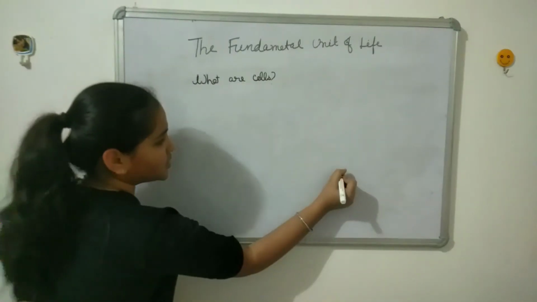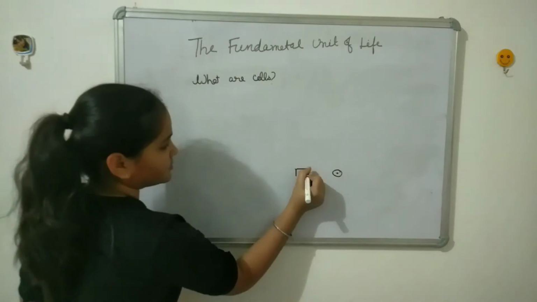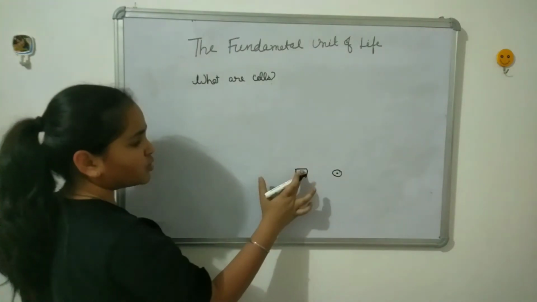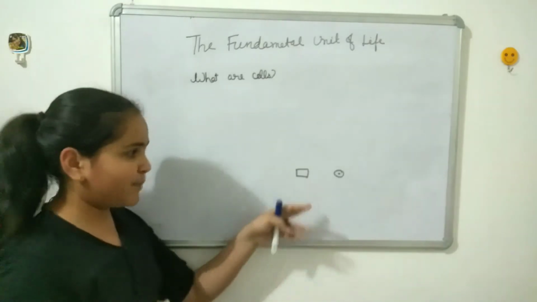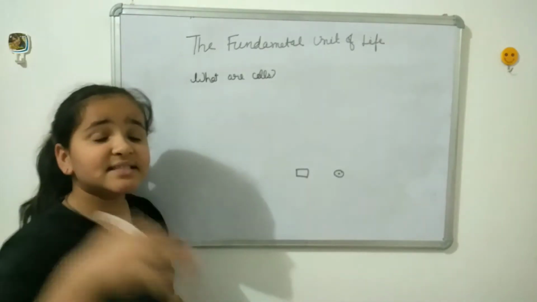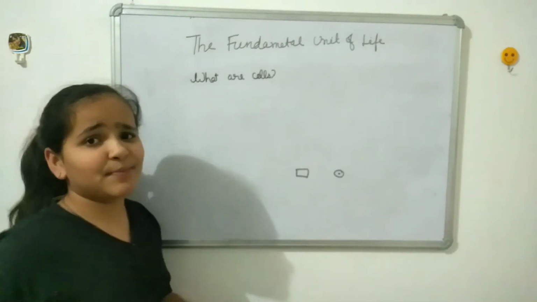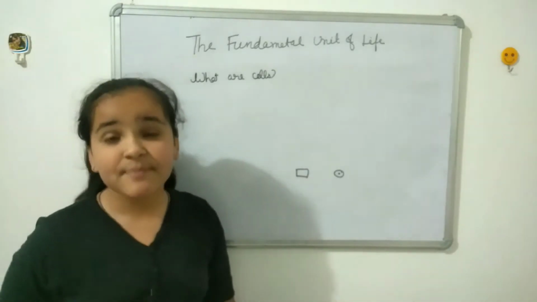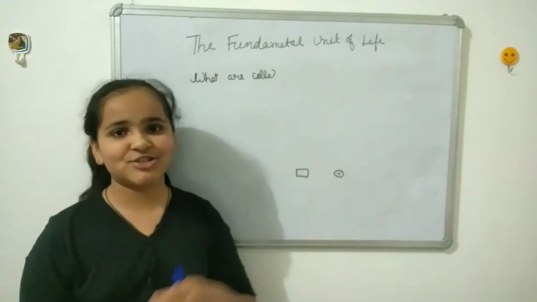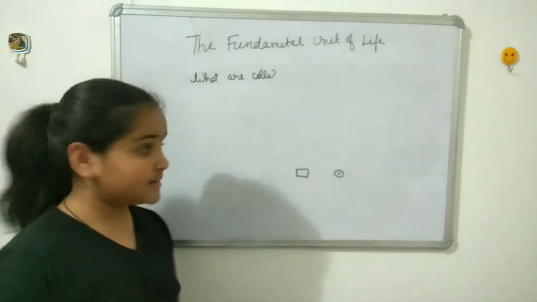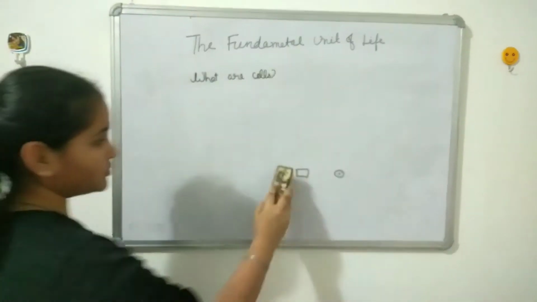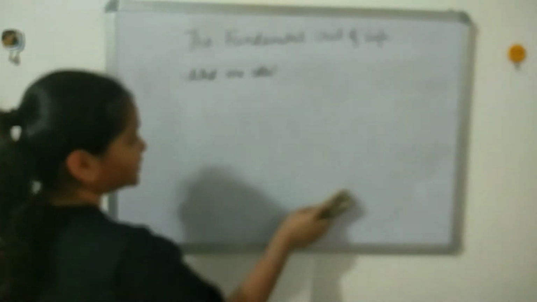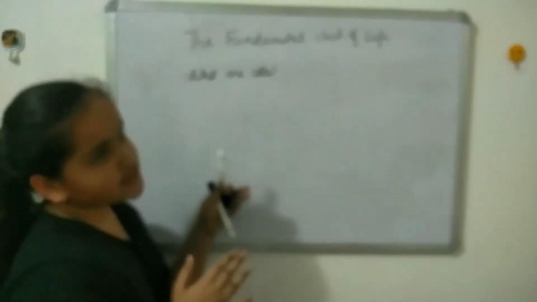Why? This is a cell. This is a brick. You know that all buildings are made up of bricks. But still they have different designs, appearance, structures. Similarly, all organisms are also made up of cells. But then also they have different structures, appearances. So next, cells you are introduced to.